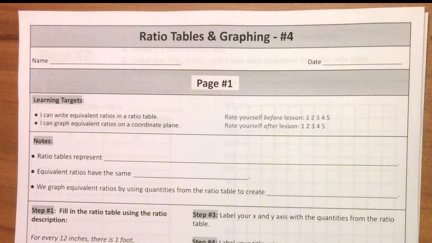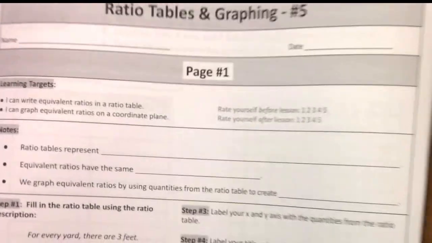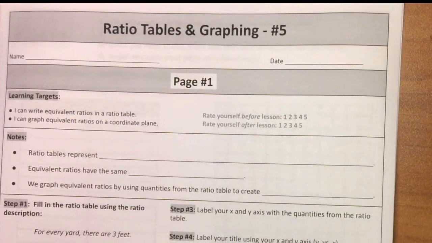If you're interested in more ratios practice, we have ratio tables level number 4, which includes graphing. And then our most challenging ratio tables with graphing, level number 5.